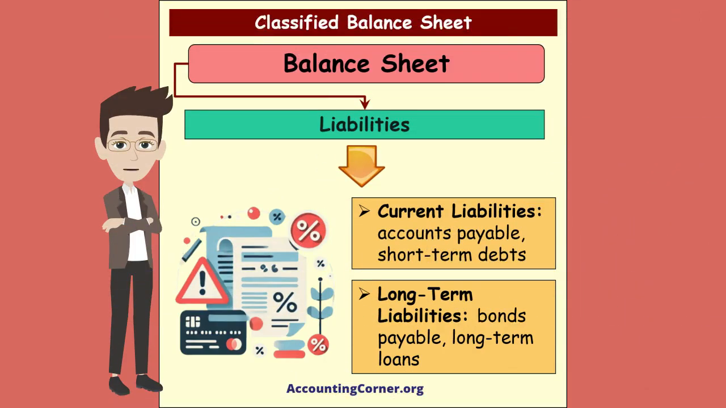Liabilities are similarly classified into current and long-term. Current liabilities include obligations, like accounts payable, and short-term debts that are due within the next year. Long-term liabilities, such as bonds payable or long-term loans, are obligations that the company expects to settle beyond 1 year.